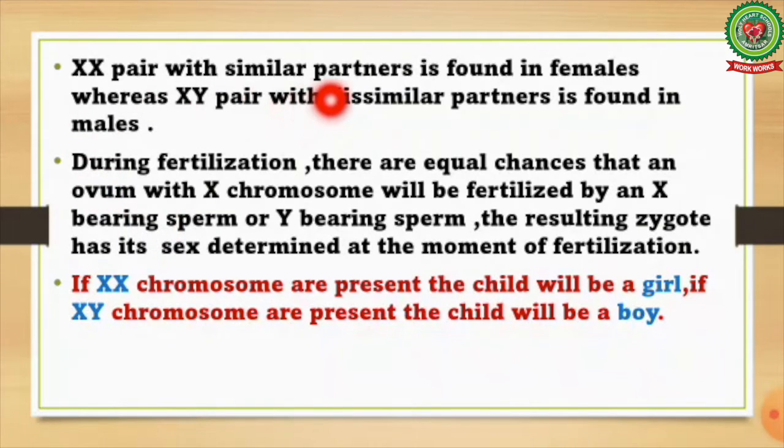XX pair with similar partners is found in females, whereas XY pair with dissimilar partners is found in males. During fertilization, there are equal chances that an ovum with X chromosome will be fertilized by an X-bearing sperm or Y-bearing sperm. The resulting zygote has its sex determined at the moment of fertilization. If XX chromosomes are present, the child will be a girl. If XY chromosomes are present, the child will be a boy.